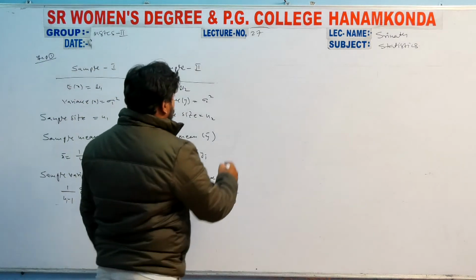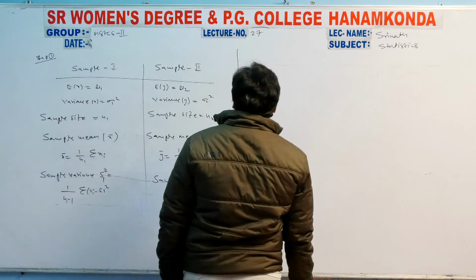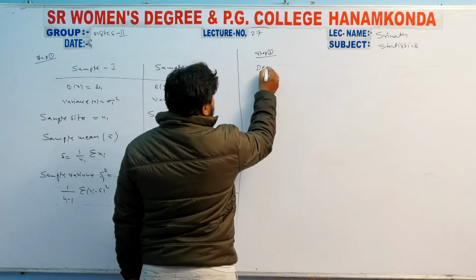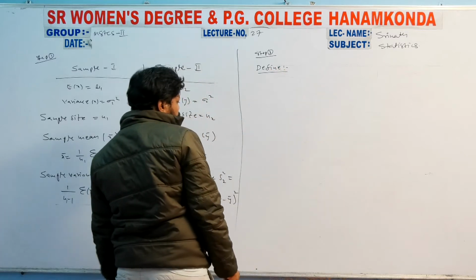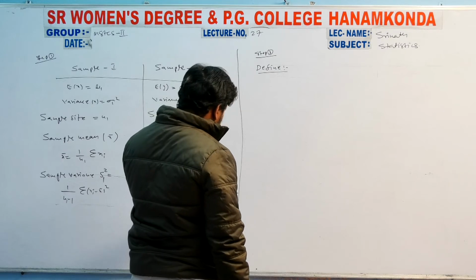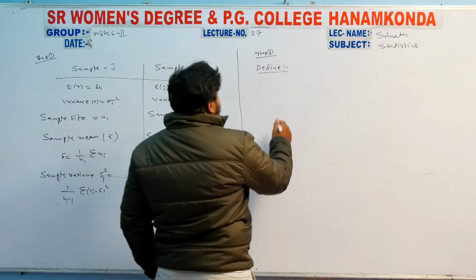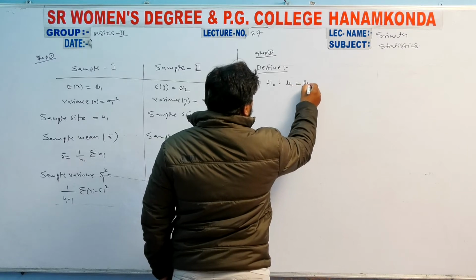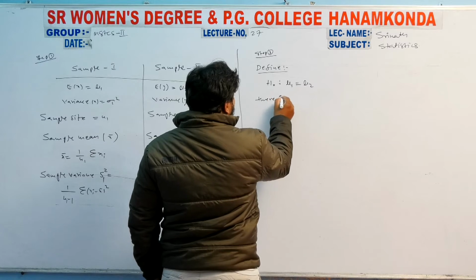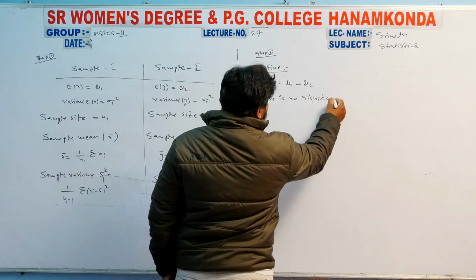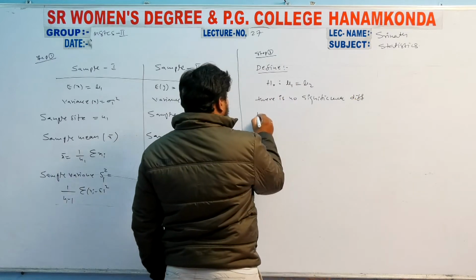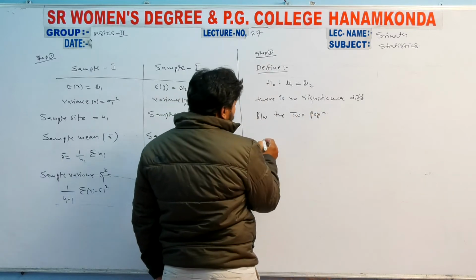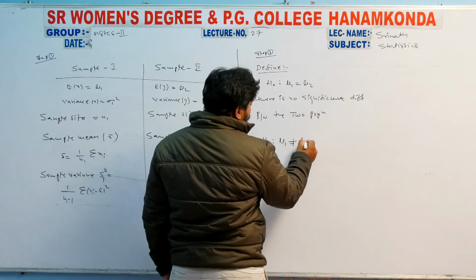And also step 2 is to define the null hypothesis H naught: mu1 equal to mu2. That means there is no significant difference between the two populations. And the alternative hypothesis is H1: mu1 not equal to mu2.